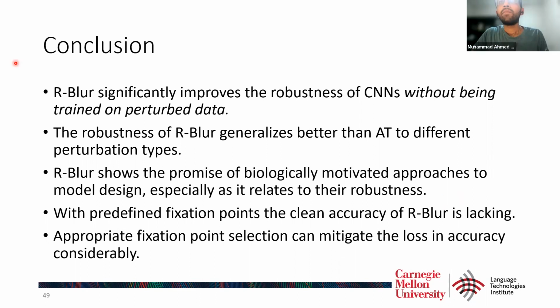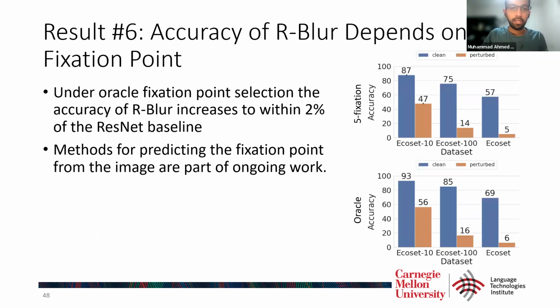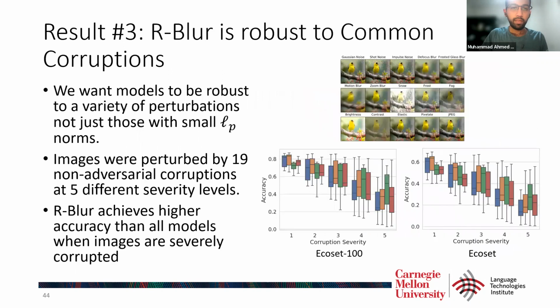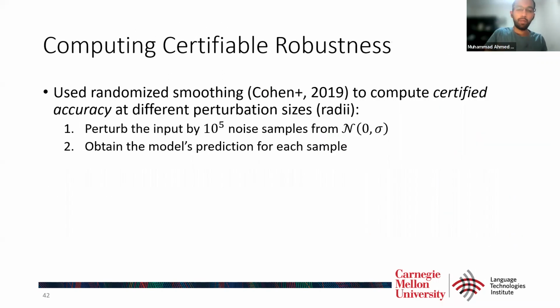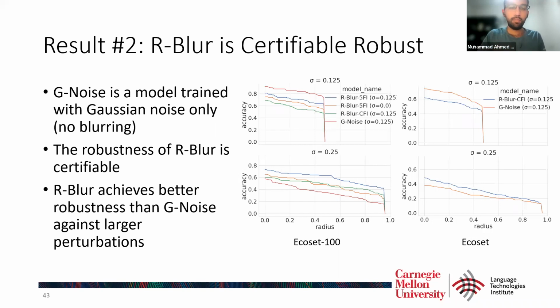Let me see. Okay, I'll go with the first question from Salah, asking if there is any gradient masking happening in our method. It's a good question, and to answer that, I'll point you to this result. That's specifically why we conducted this experiment with certifiable robustness, because certifiable robustness is not a gradient-based method of evaluating robustness. It doesn't use any gradients, and it is backed by formal provable guarantees.